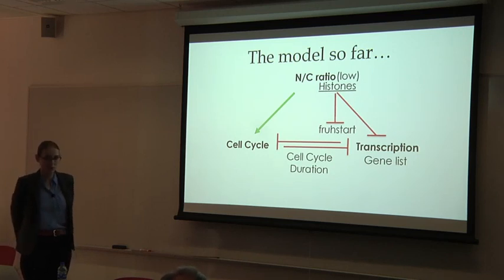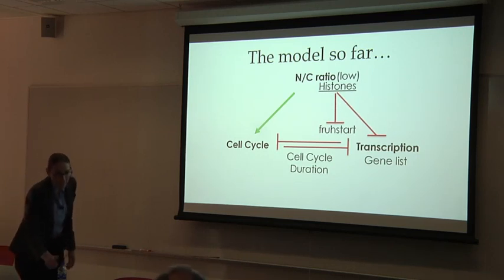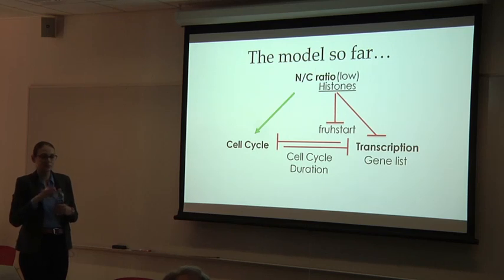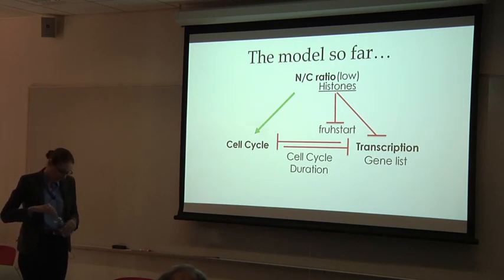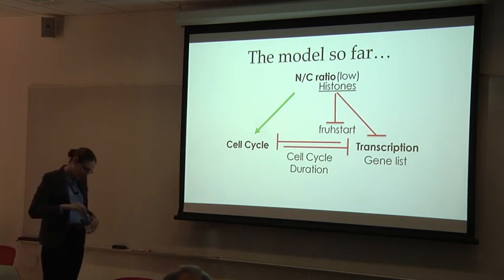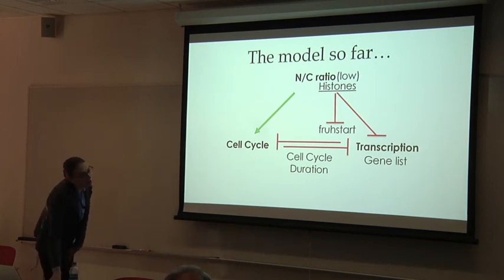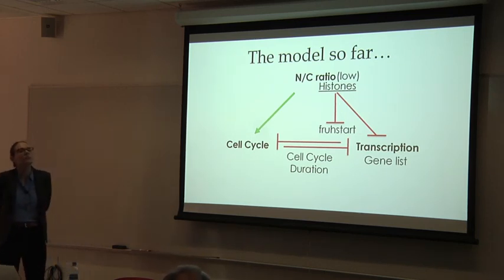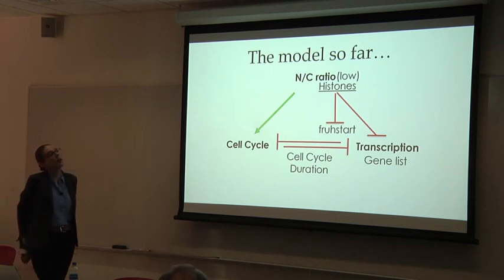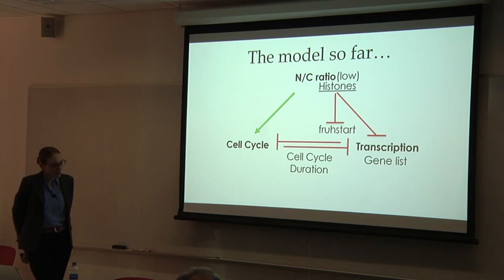So what I don't understand about this model is, is this NC dependence of transcription specific to Frühstart, which is of course a cell cycle protein, or are you trying to say that any protein would respond to that? Is this a feedback due to cell cycle regulation, or just some physical properties of chromatin which give rise to higher or lower transcription?